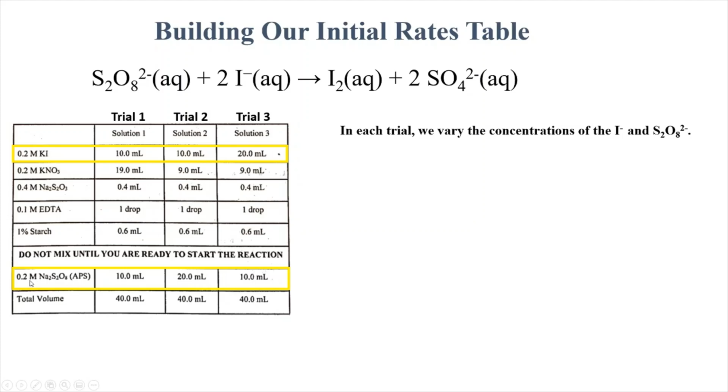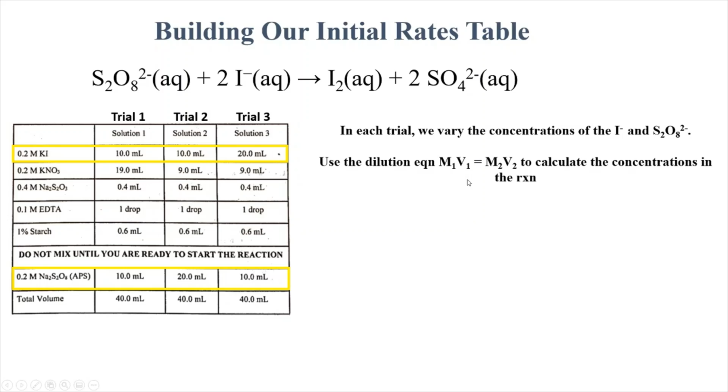And then the same thing is going to be the case for the peroxydisulfate. We have a concentration that's based off of 10 mLs, and then in one reaction we're going to double that, and in another reaction we're going to hold it constant. So you can see how we're going to start to build our table.